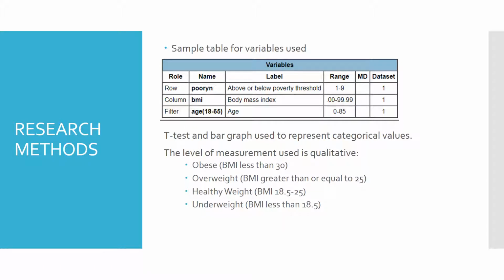Here's a sample table of one of the variables used. We used a t-test and a bar graph to represent our data because they are categorical values. However, the level of measurement used is qualitative. Obese category would be a BMI less than 30. The overweight category would be a BMI greater than or equal to 25. Healthy weight would be BMI of 18.5 to 25, and underweight would be BMI less than 18.5.